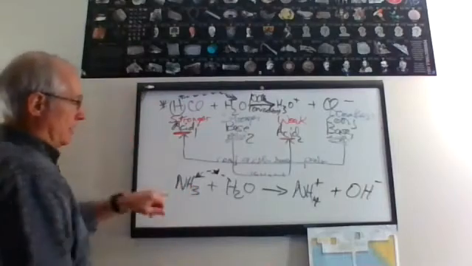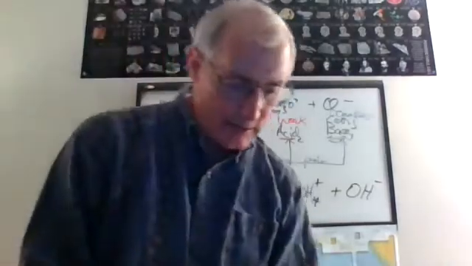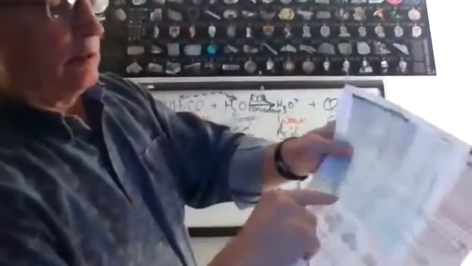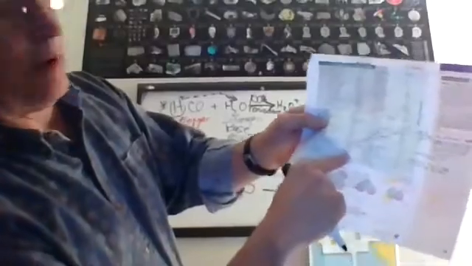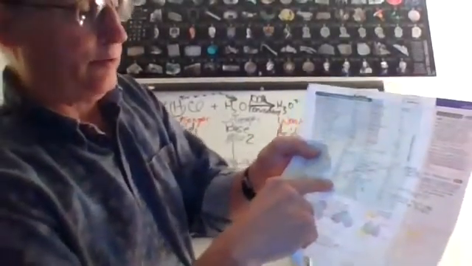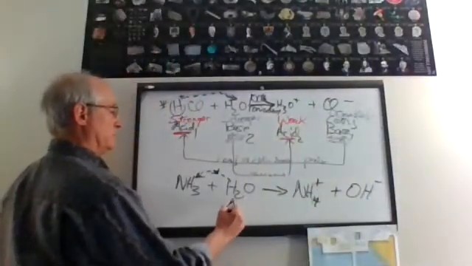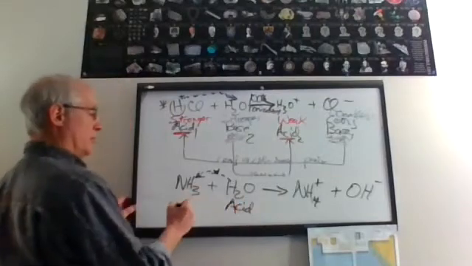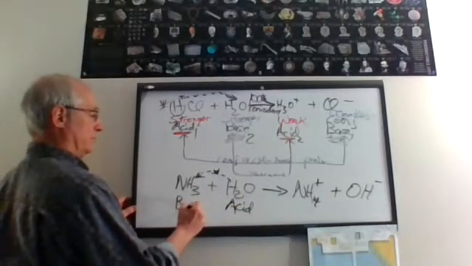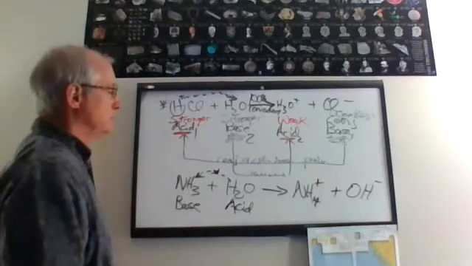Now, is ammonia also on the acid side? Ammonia is way, way, way down here on the acid side, and so it's a really weak acid. Water is just above it. Water is a stronger acid, which relegates ammonia to being the base in this equation. All right?